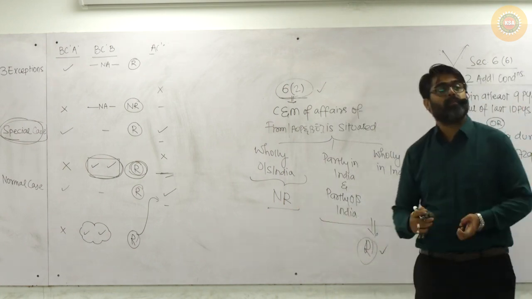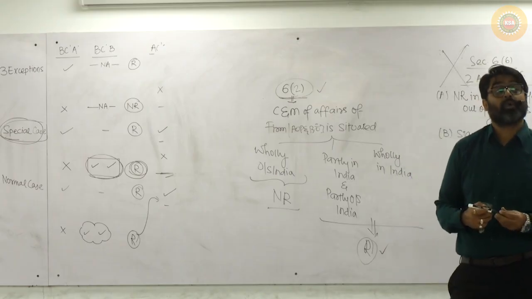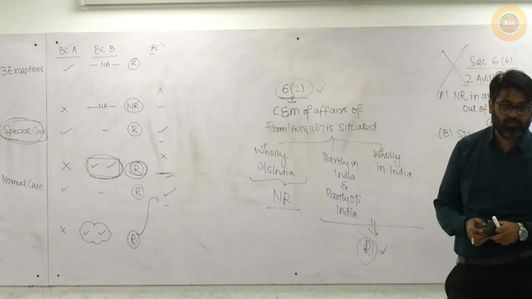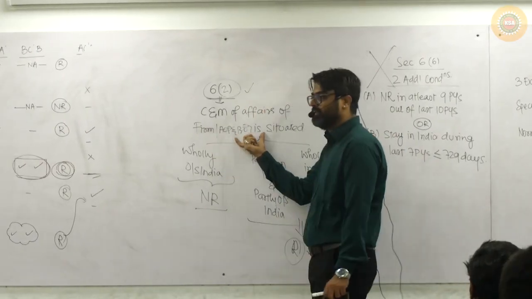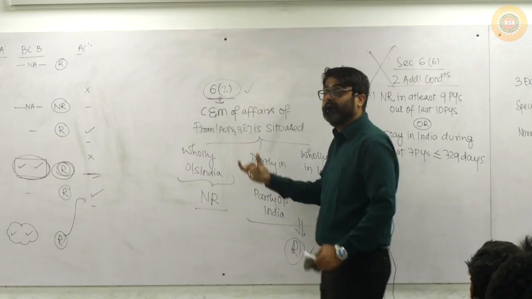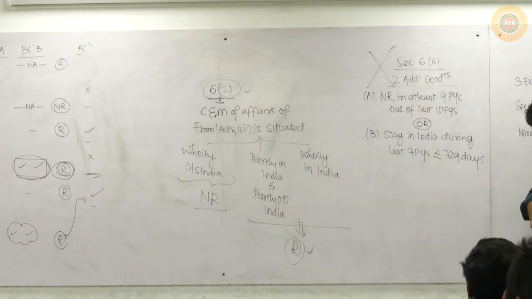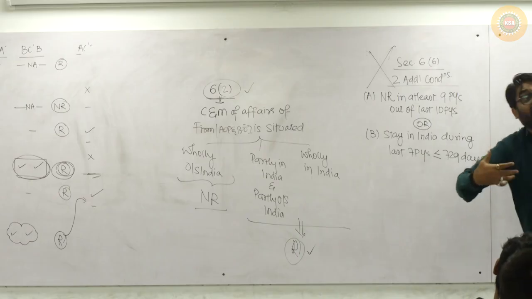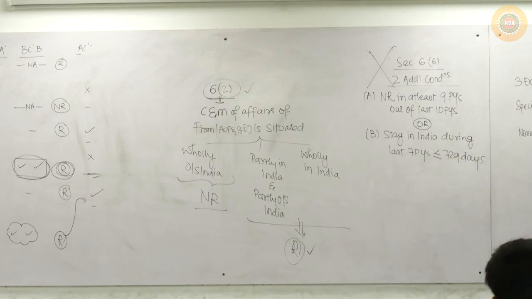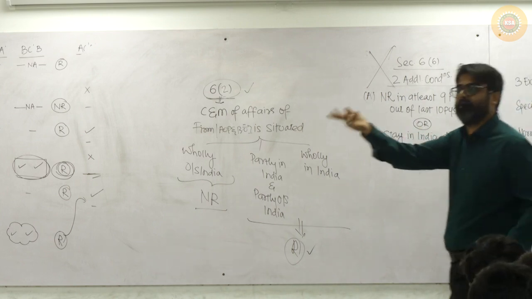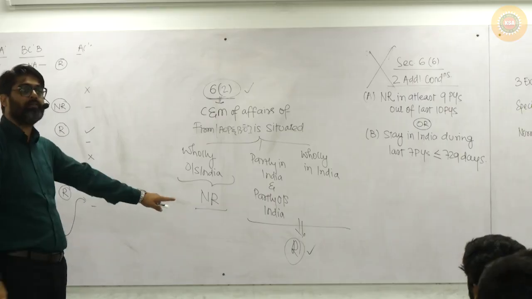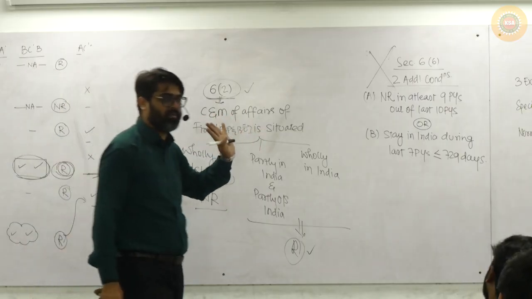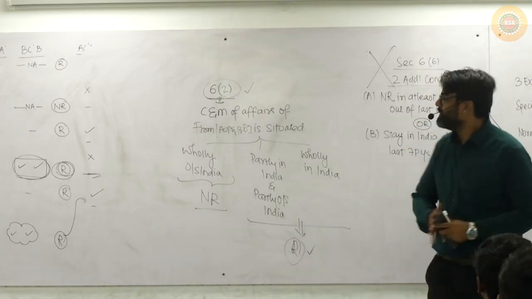Now tell me, who will be managing or controlling the affairs of the partnership firm, AOP, BOI? Partners or members, yes or no? So now you will have to see from where the partners or the members are taking the policy decisions. If all the policy decisions are being taken from outside India only, that means the control and management is situated outside India. In that case only the firm or AOP BOI will be treated as non-resident. In every other case it will be resident. Will you remember? This is 6(2), over.